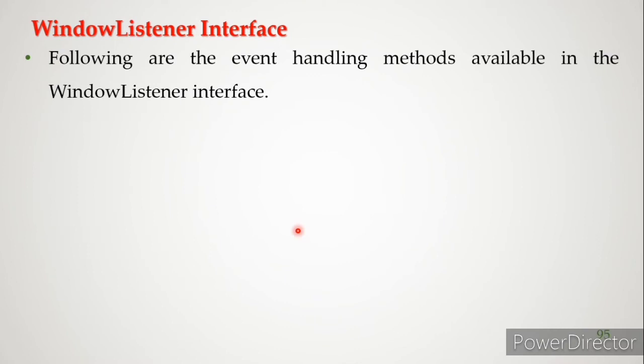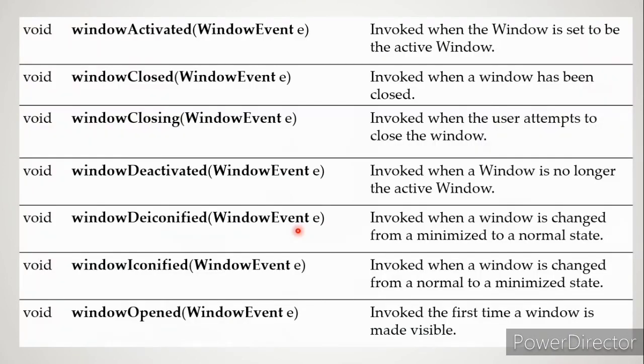These are the window listener interface methods, and these will be called when window events happen. Already we have seen the window event class methods. Those events will happen with the window. The first one is windowActivated. At that time the window listener will call this method, windowActivated. It is invoked when the window is set to be the active window.